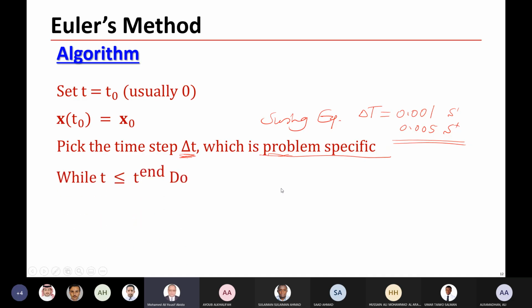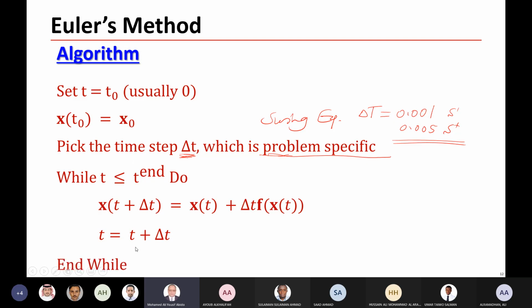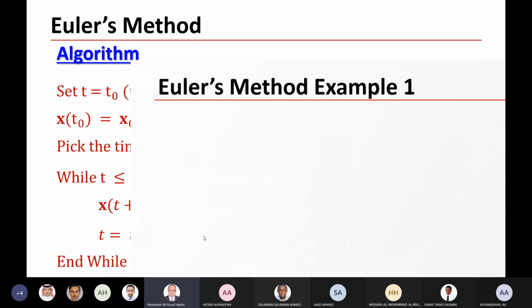So this delta t, you set it, and then while t is less than t final, you do this: x of t plus delta t equals x of t plus delta t times f of x calculated at x of t. And you increase the time and then you loop here until you reach the final time. Is it clear?